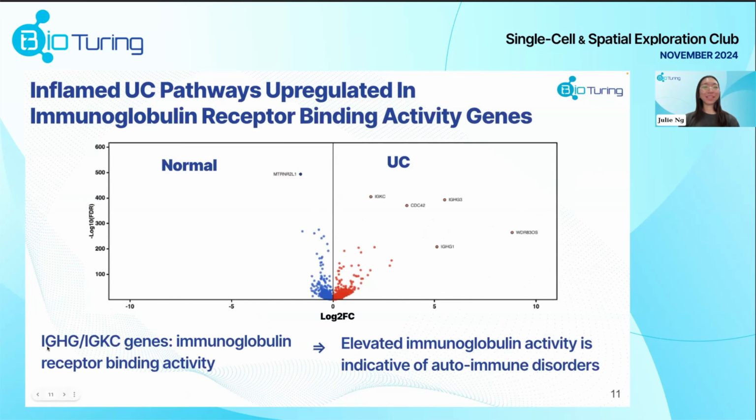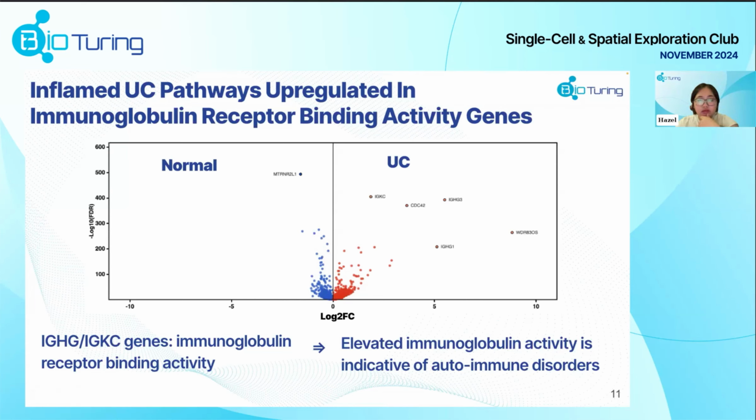So again, we see upregulation in the IgHG and IgKC genes. These are immunoglobulin receptor binding activity genes. And this leads us to believe that perhaps elevated immunoglobulin activity is indicative of autoimmune disorders. And this is what IBD is. It's an autoimmune disorder with an overactivity of our immune cells.